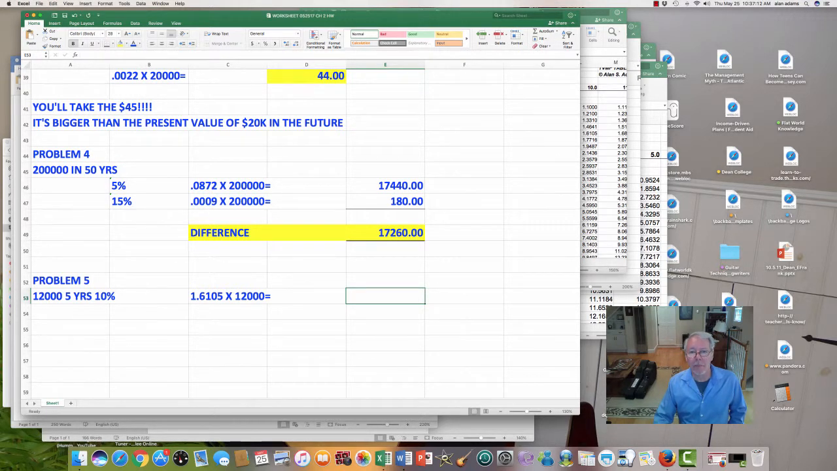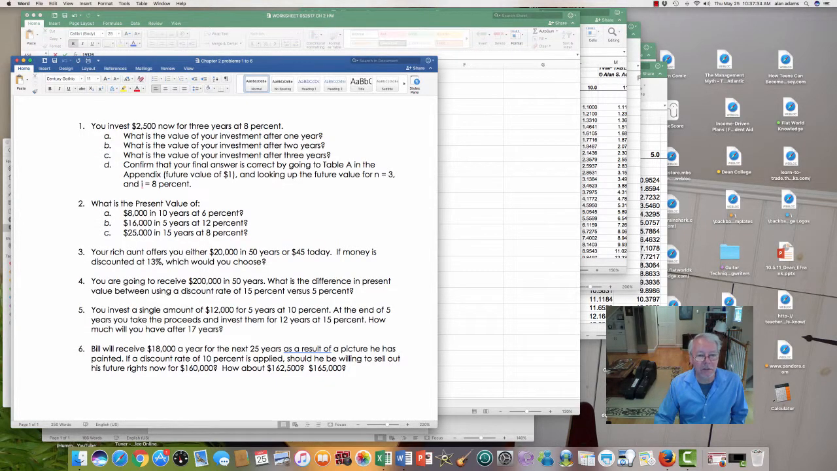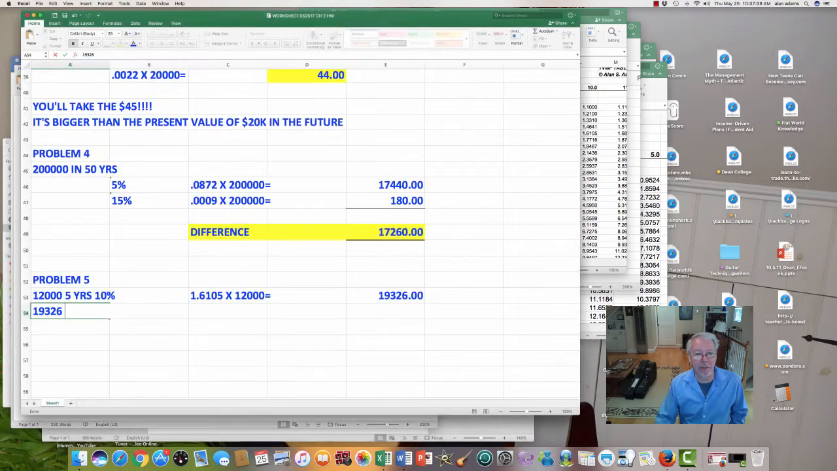So what I'm going to do is math it out here. Take $12,000 times 1.6105, and my answer is 19,326. Okay. Step 2, I'm going to take that 19,326 and I'm going to grow it for, let me see, where was it? 12 more years at 15%. I'll say 12 more years.